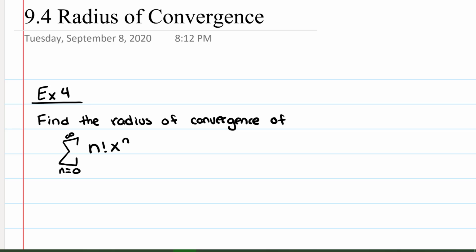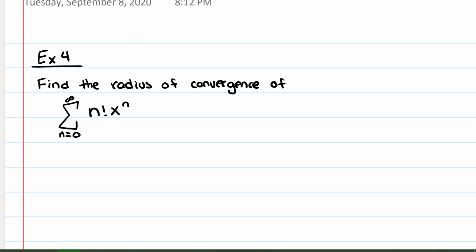9.4, example 4. In this example, we're going to look at finding the radius of convergence of just more series. The main difference is now we have a factorial involved, so it gets a little tricky, but that's still no big deal. So again, I want to find the radius of convergence. I can't think of anything to compare it to. Doing the absolute value is not going to do much. So I'm thinking the ratio test.